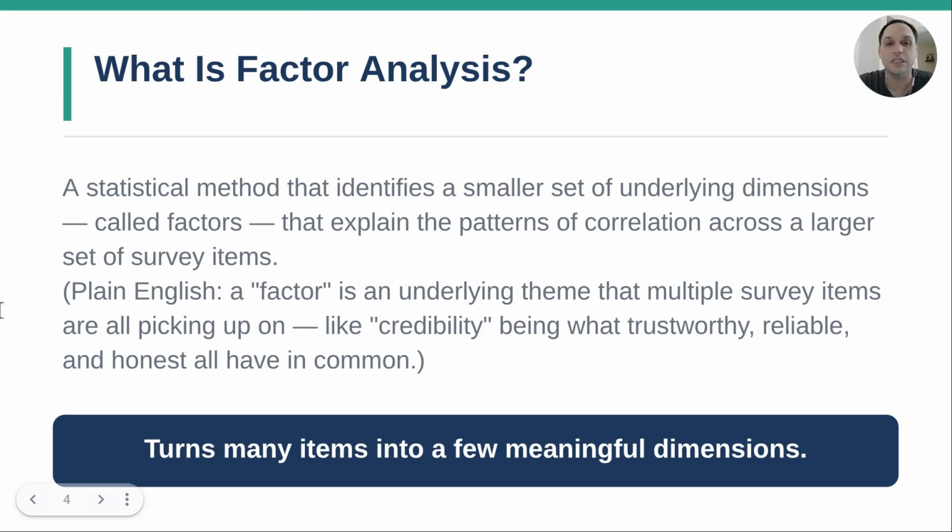Factor analysis is a statistical method that identifies a smaller set of underlying dimensions, called factors, that explain the patterns of correlation across a larger set of survey items. Instead of analyzing 15 separate variables, you end up with 3 or 4 or 5 factors, each representing a distinct underlying dimension that multiple items are measuring. Those factors are cleaner, more interpretable, and more useful in further analysis than the original items. The method doesn't create information, it reveals structure that was already there in the correlation between items.